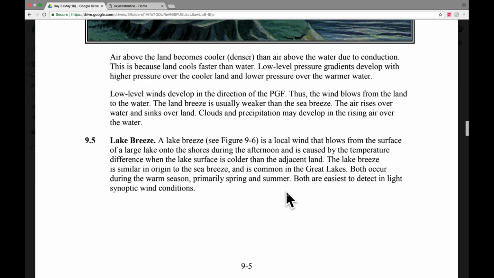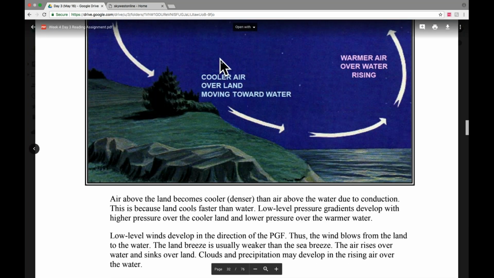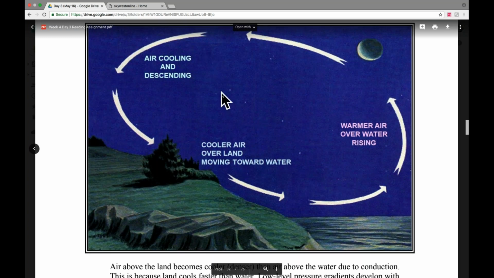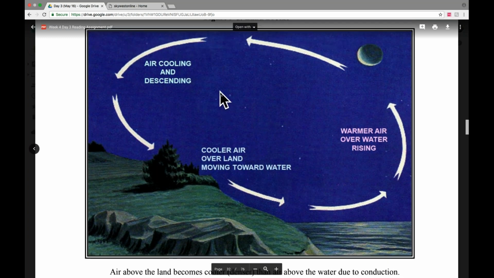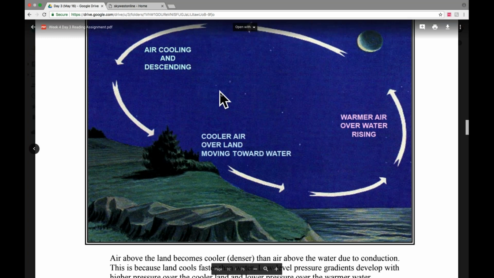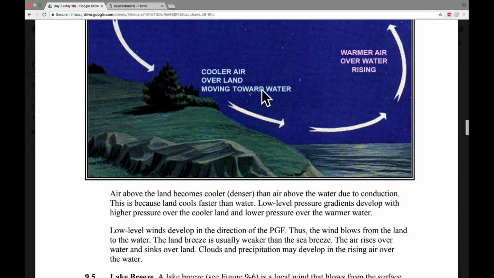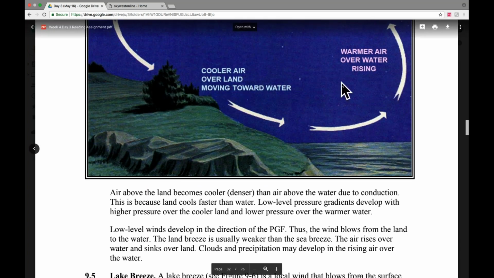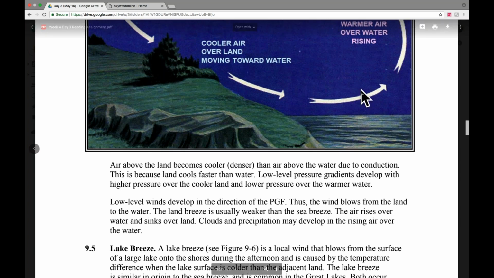So lake breeze, I don't know. Do you feel like we need to spend any more time on land breeze? I don't think we do. Just know that it's exactly opposite of a sea breeze.